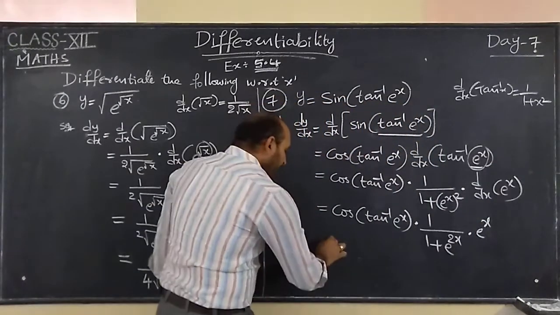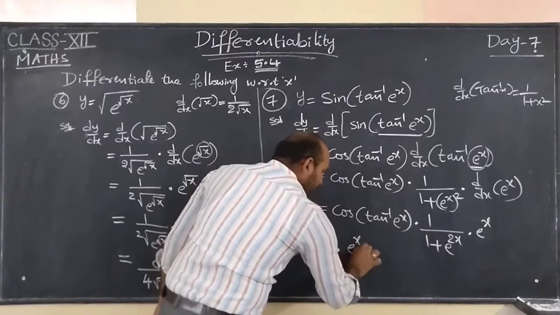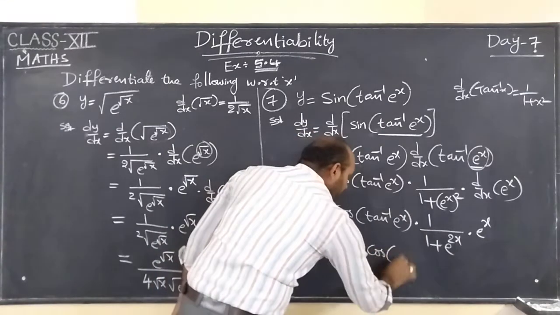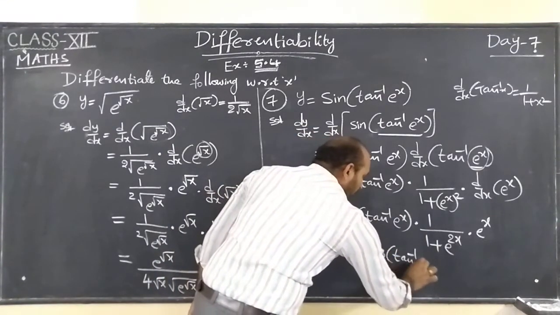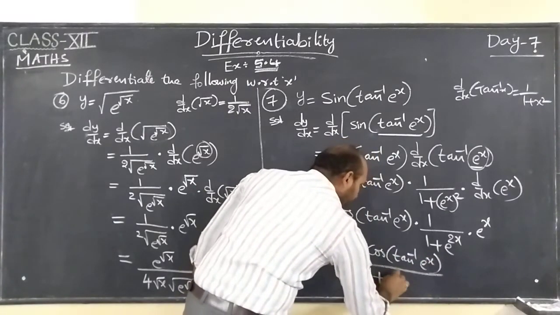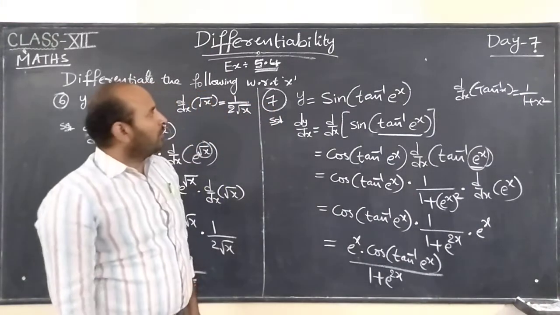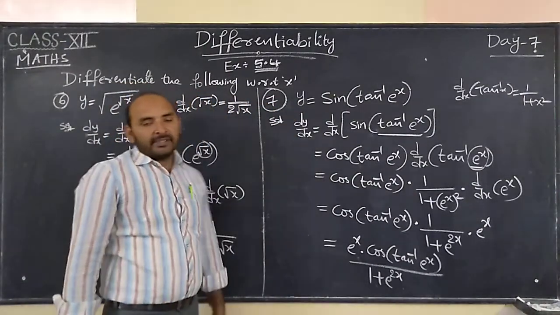So you can write the direct answer: e power x into cos of tan inverse of e power x upon 1 plus e power 2x. This is the solution of problem number 7.